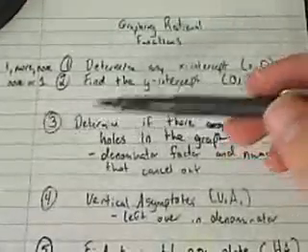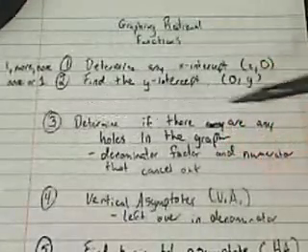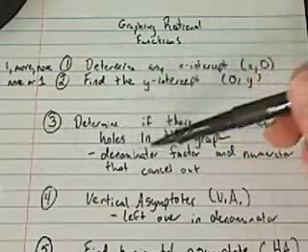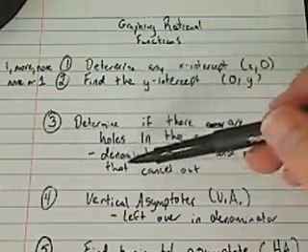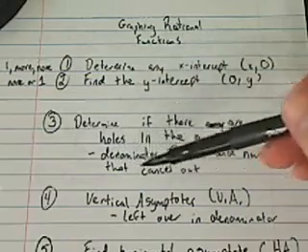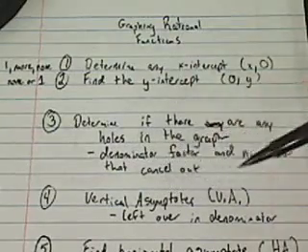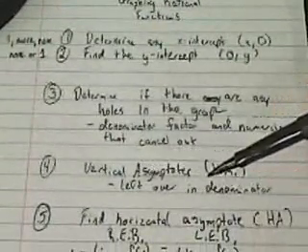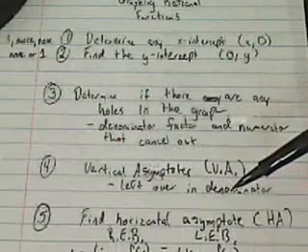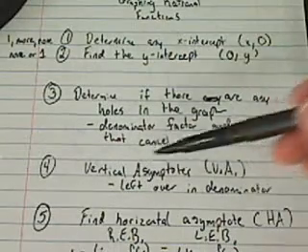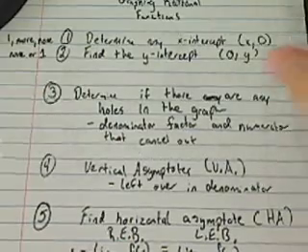The third item we're going to do is determine if there are any holes in the graph. Remember, a hole is caused when a denominator factor and a numerator factor cancel each other out. And so whatever would turn that factor into 0 is what would actually cause the hole. Fourth item, find your vertical asymptote. Any leftover factors that remain in your denominator, those are going to cause a vertical asymptote when they are equal to 0.